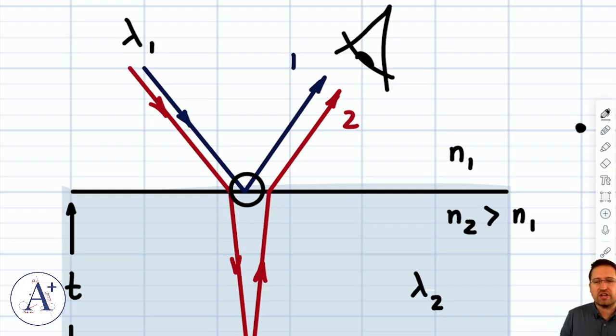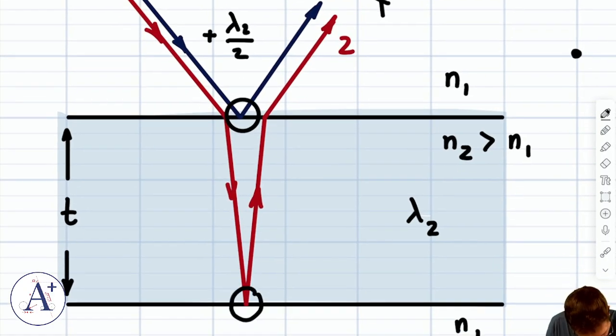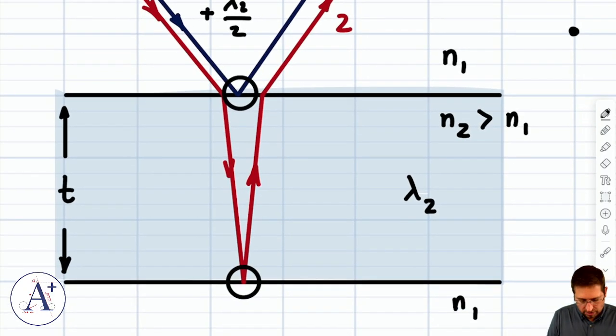You identify your reflections here, and we're going to say that here there's going to be a phase shift because we reflect off of n2 greater than n1. So for ray number 1, we're going to get plus lambda 2 over 2. Okay? And then for ray number 2, in this case, we are reflecting off of n1. n1 is less than n2. There's no phase shift here. So nothing to worry about.